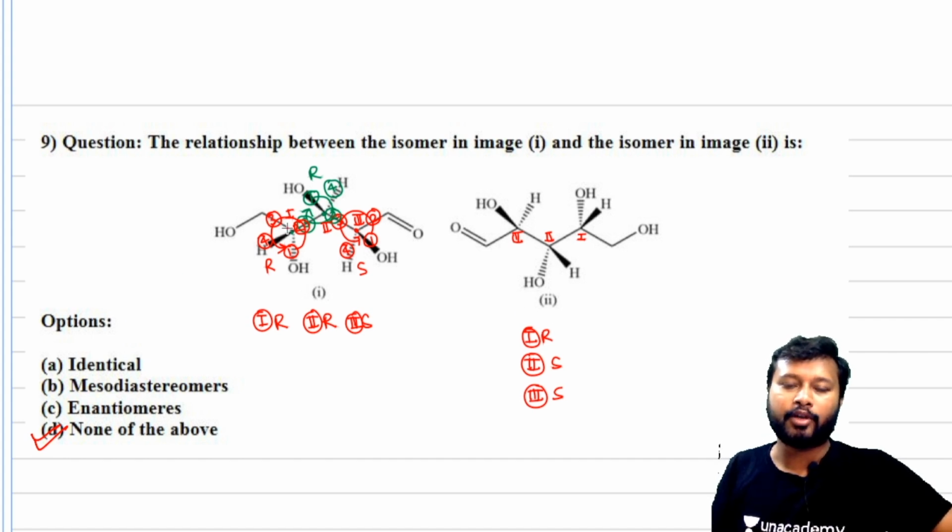And it was very important to look at the groups, like how you have numbered them. If you had not numbered them properly, you would have ended up with R, R, S and this would have S, S and R, and you would have said that these are enantiomers. But it's not like that. You have to see which chiral center you are giving the absolute configuration. All right. Okay, let's take the next question.